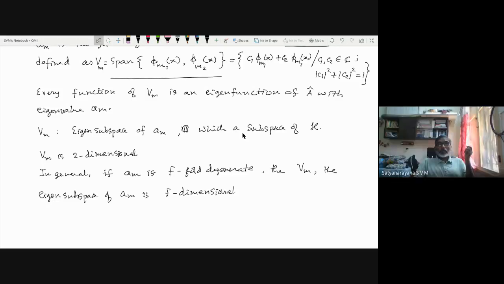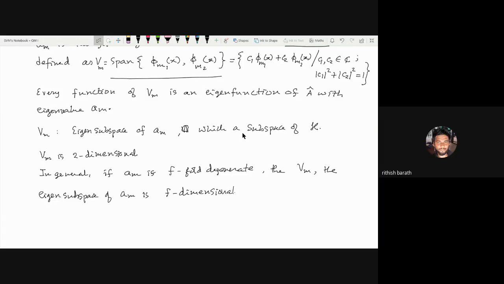Sir, is there any proof that we can say that this is the case? Like if Am is f-fold degenerate, then Am's eigen subspace is f-dimensional. Is there any proof?